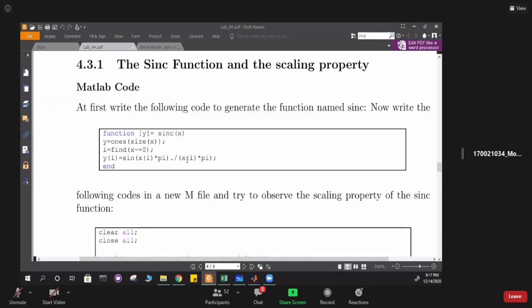Because yes, if x becomes 0, then it will become undefined. So that's one of the uses of the commands: I is equal to find x not equal to 0. And where the line is y is equal to 1 size x, we need to create a matrix of ones which is incorporated with the size of the x. Yes.